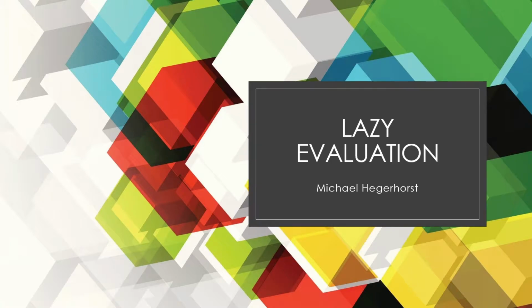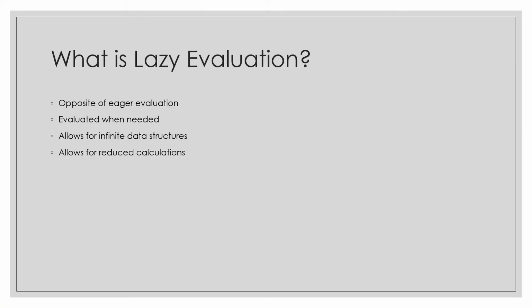So the way I'd like to present this is I'm going to give you a quick rundown on what lazy evaluation is and what it's used for, and then I'd like to show you some worked examples in Haskell as well as Python. So to start off, what is lazy evaluation?